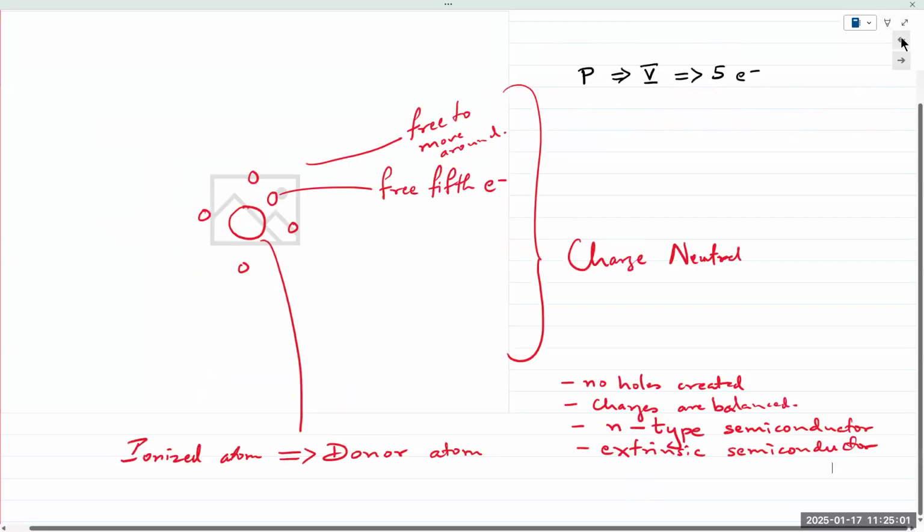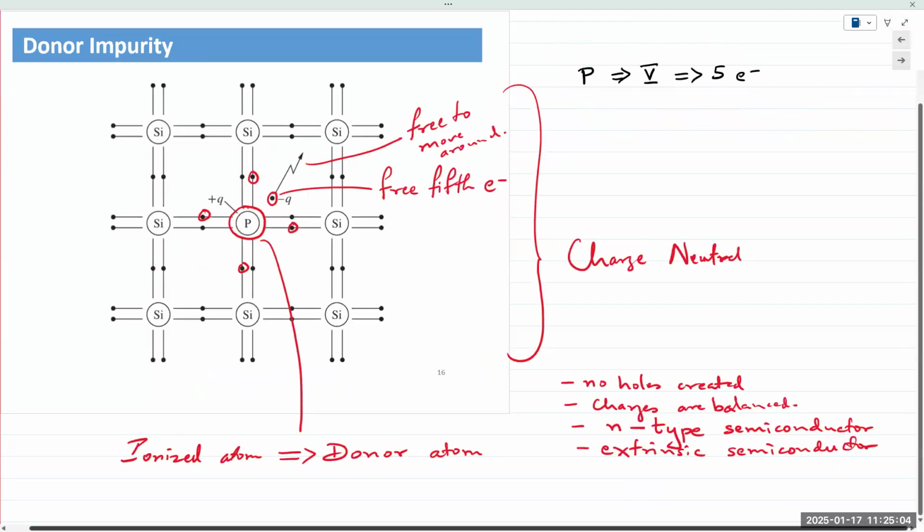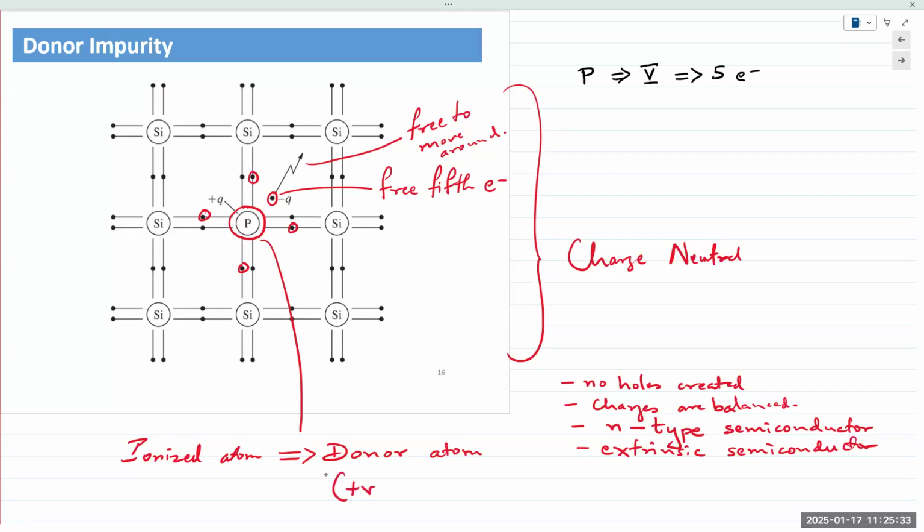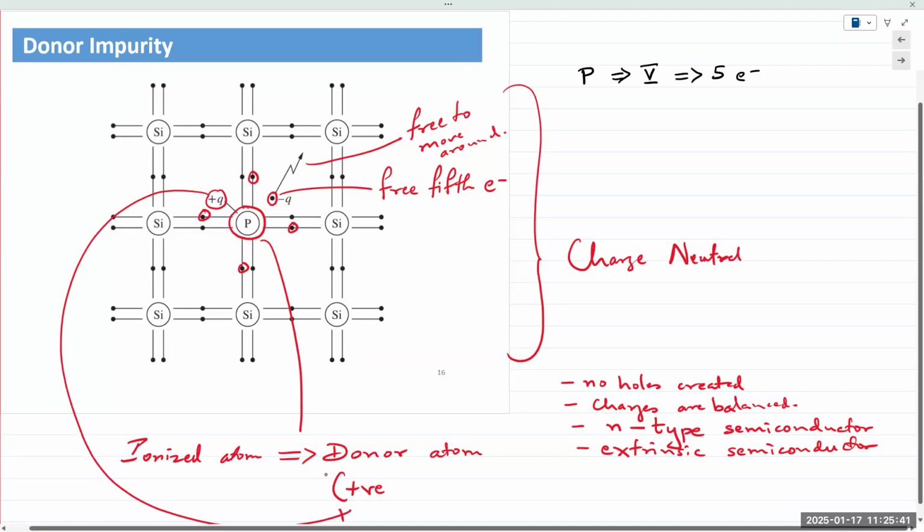Yes, so the donor atom, the answer is yes. Oh, sorry. Donor atom is positive, and the acceptor atom would be negative. So the donor atom has 5 electrons versus 5 protons in the nucleus, balanced by the 5 protons. It loses an electron, and so it's one less negative charge, but it has one extra positive charge. So a donor atom would be positive. That's indicated by this plus Q right here. So positive.